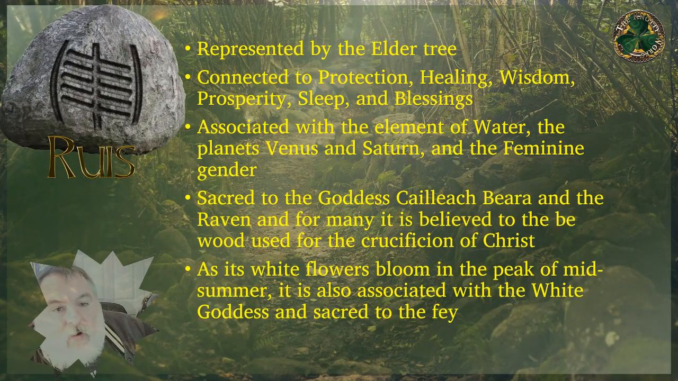Ruis, for the letter R, five diagonal lines, represented by the elder tree, connected to protection, healing, wisdom, prosperity, sleep, and blessing. Associated with the element of water, the planets Venus and Saturn, and the feminine gender. Sacred to the goddess Hel and the raven, and for many it is believed to be the wood used for the crucifixion of Christ. So that's wrong. As its white flowers bloom in the peak of midsummer, it is also associated with the white goddess and sacred to the fae.